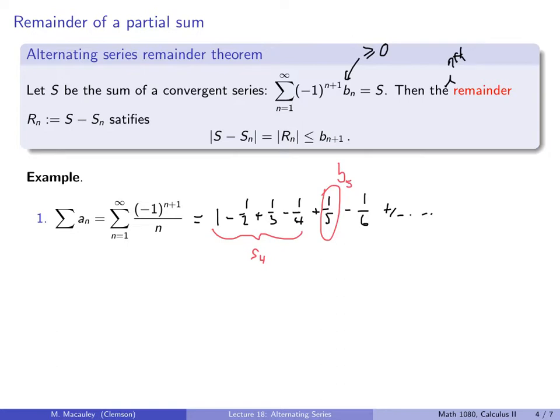So S_4 is, what is this? This is 1, so 12ths: this is 12 twelfths minus 6 twelfths plus 4 twelfths minus 3 twelfths. So this is 7 twelfths, I think. So what this says, by the remainder theorem, is that S minus S_4, so whatever the heck this sum equals, remember this is what we would like to know.